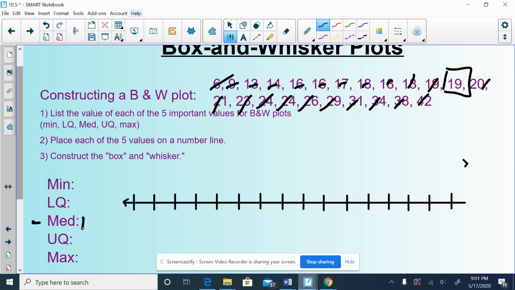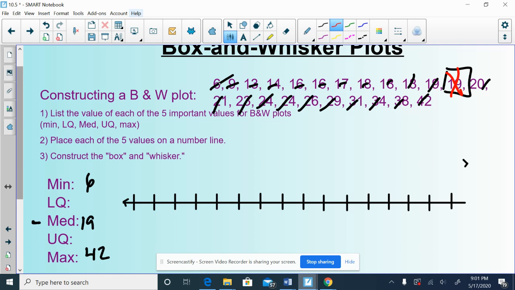So I know the median. I also do know the minimum is 6 and the maximum is 42. To find the lower quartile, because I just got one number as my median, I'm going to cross that off and find the median of the lower half of the data.